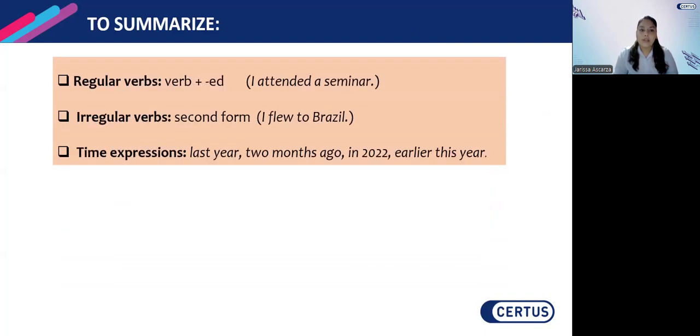Okay, just to summarize, remember, regular verbs, we have to add ed in most of the cases. Some special cases, we are just going to add d. And other special cases, we are going to delete the letter y and add ied, right? Remember that irregular verbs use the second form, so they change completely. And don't forget to use the time expression, like last year, 2 months ago, in 2022, early this year, okay?